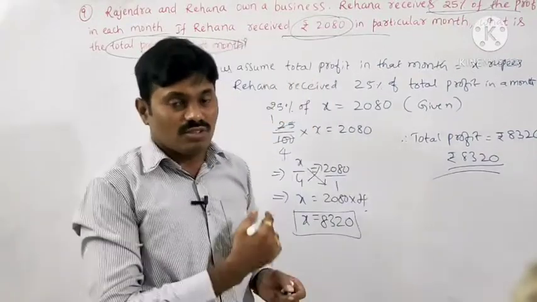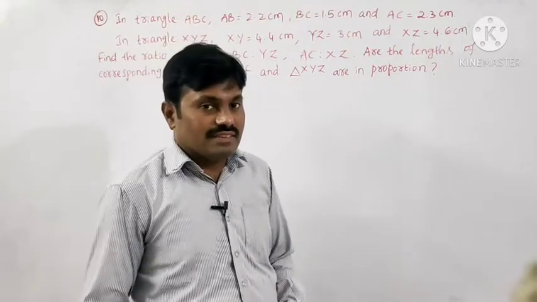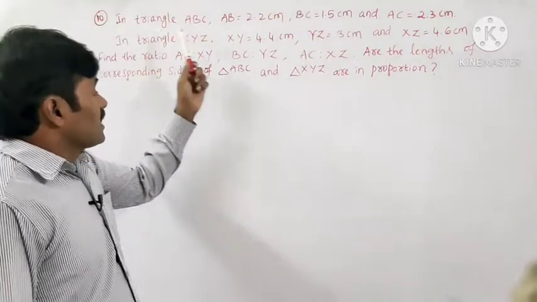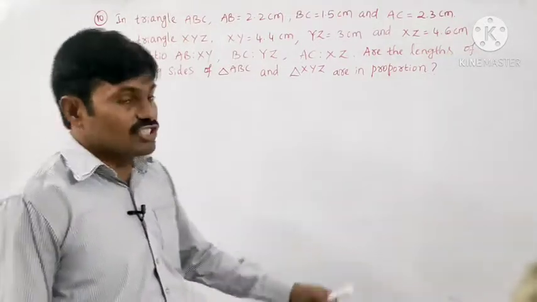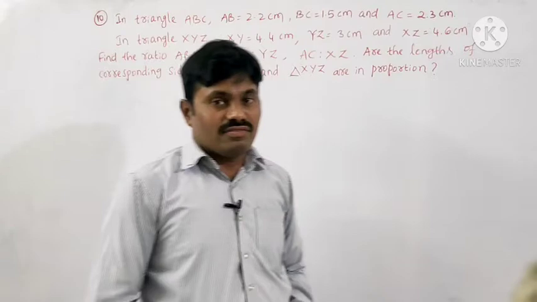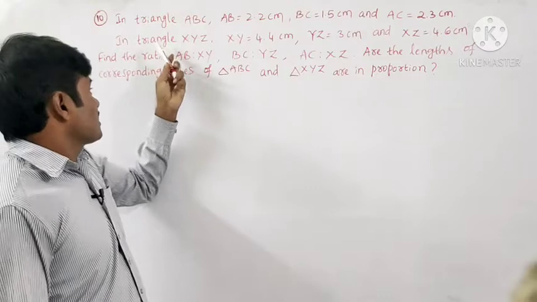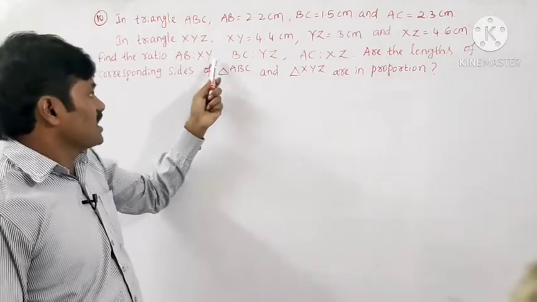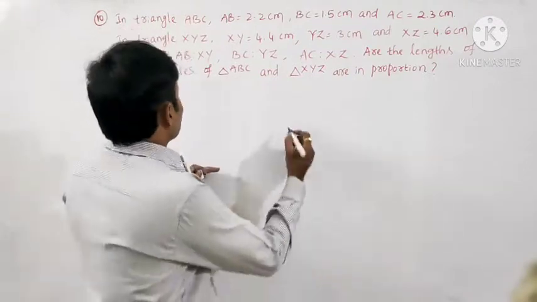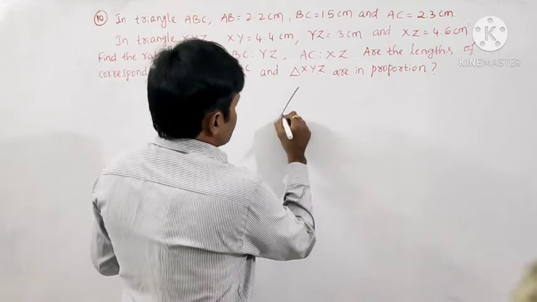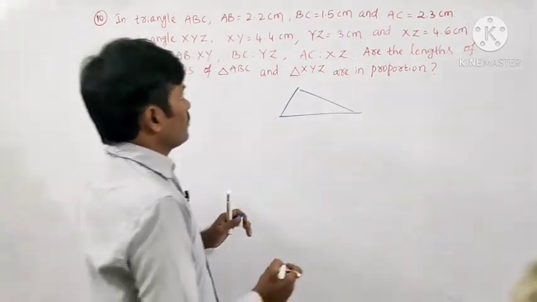Now we are going to solve question number 10. My dear students, in question number 10, in triangle ABC, AB is 2.2 centimeters, BC is 1.5 centimeters, and AC is 2.3 centimeters. The measurements of the sides of triangle ABC as well as triangle XYZ are given, and we are asked to find the ratios AB to XY, BC to YZ, and AC to XZ. First of all, I am roughly drawing the two triangles, triangle ABC and triangle XYZ.